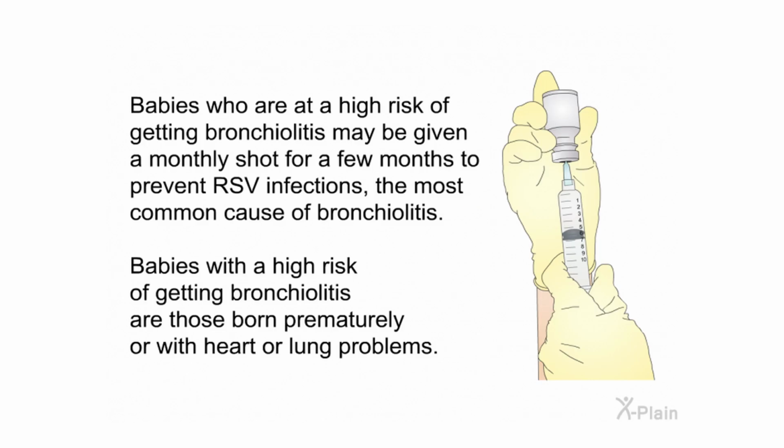Prevention. Babies who are at a high risk of getting bronchiolitis may be given a monthly shot for a few months to prevent RSV infections, the most common cause of bronchiolitis. Babies with a high risk of getting bronchiolitis are those born prematurely or with heart or lung problems.